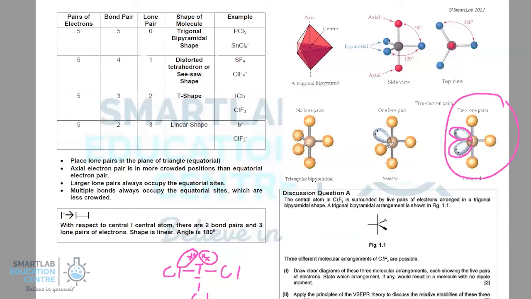We also want to note that the angle here is less than 120. The reason is because the lone pair will exert greater repulsion force on the bond pair. Similarly, in the same vein, we don't expect this angle to be a perfect 90. It will be slightly less than 90 because the lone pair occupies a larger area.